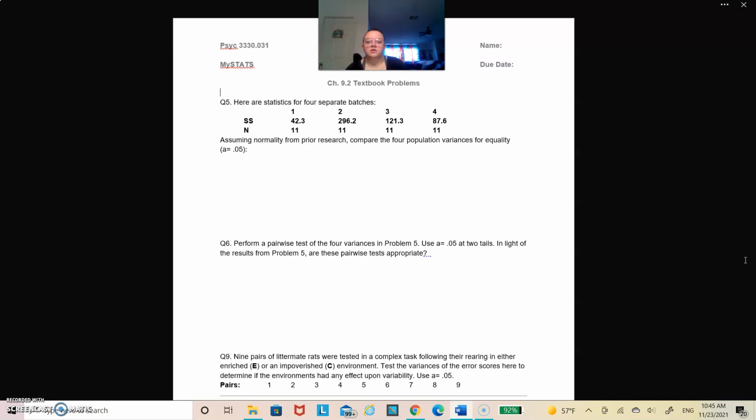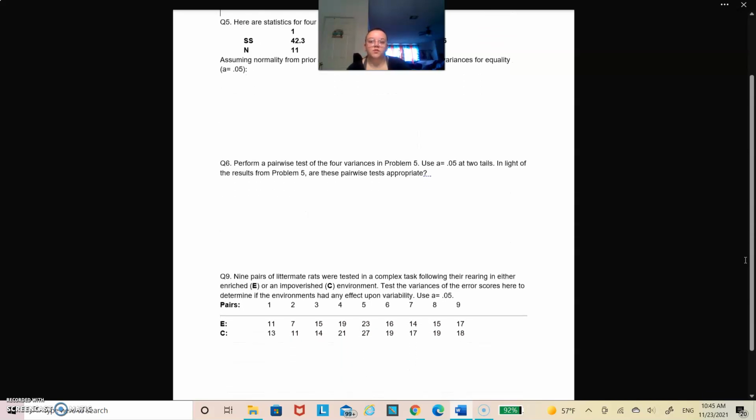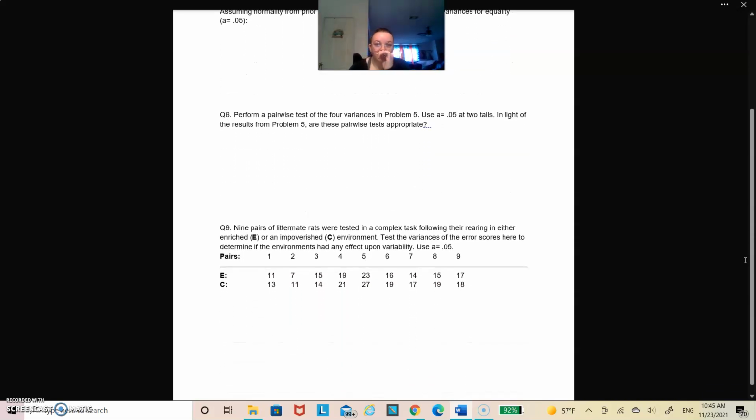Then on question 6, it says perform a pairwise test for the 4 variances in problem 5. Use alpha at 0.05 at 2 tails. And it says in light of problem 5, are these pairwise tests appropriate? And I can go ahead and answer that for you now because we got a decision to reject H0 and to accept H1. That just tells us that we definitely have more work to be done, which is why the pairwise tests are appropriate.